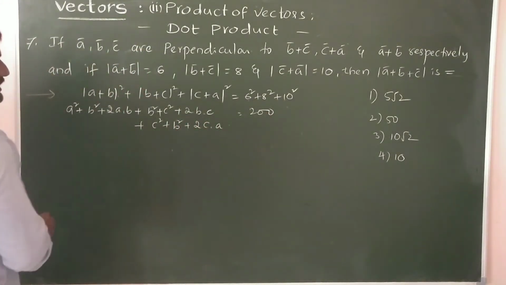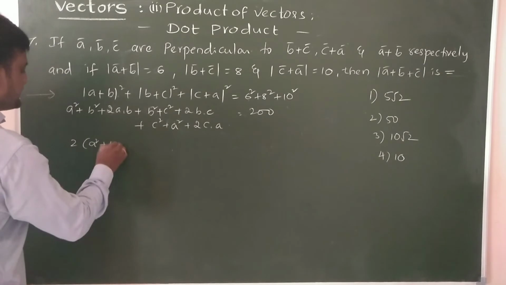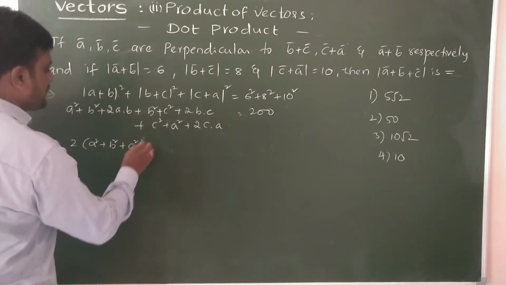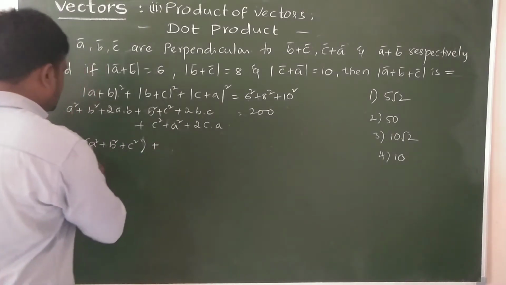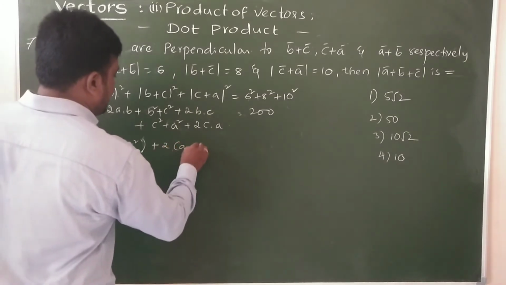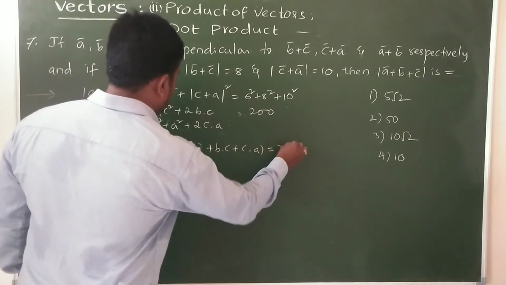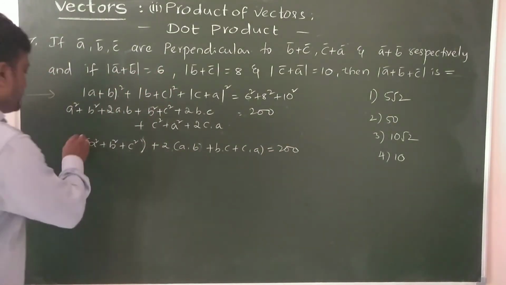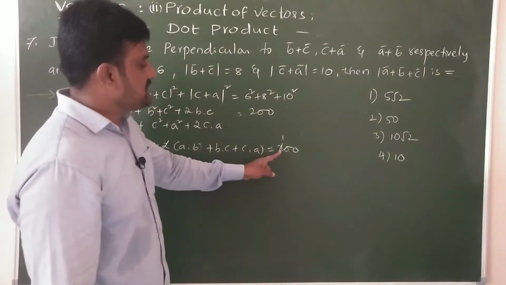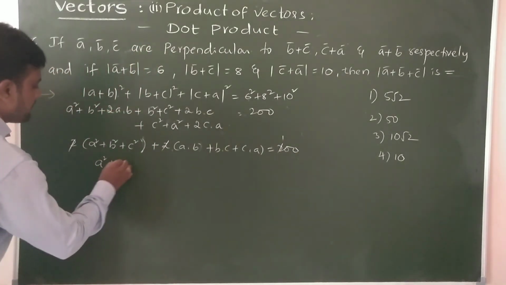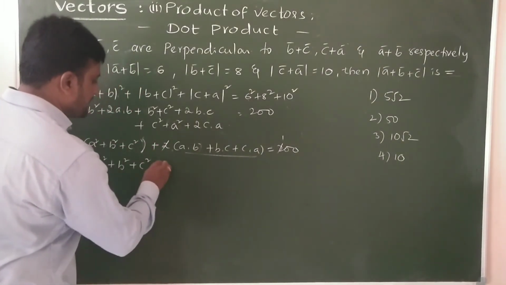Now, how many a squares are here? 2 a squares, 2 b squares and 2 c squares, and we also have the dot products. So that is nothing but 2 into (a square plus b square plus c square) plus 2 into (a dot b plus b dot c plus c dot a) equals 200. Now the 2 is common, so we can cancel it.